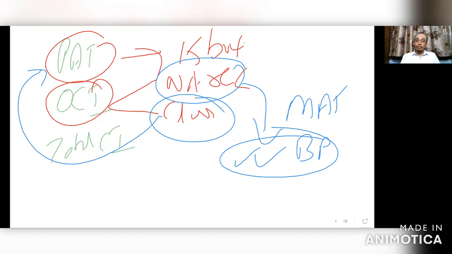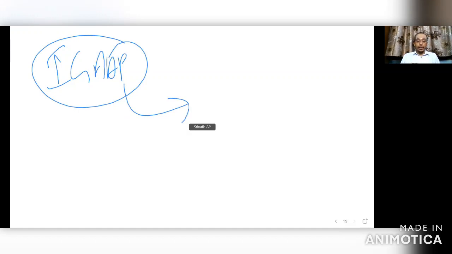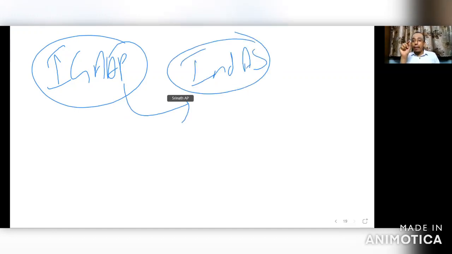Next step. This company was following IGAP. Now it is getting converted into INDAS.